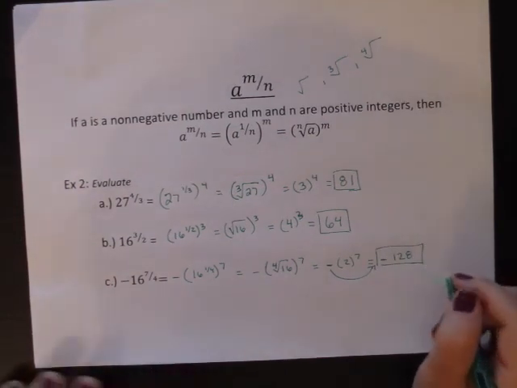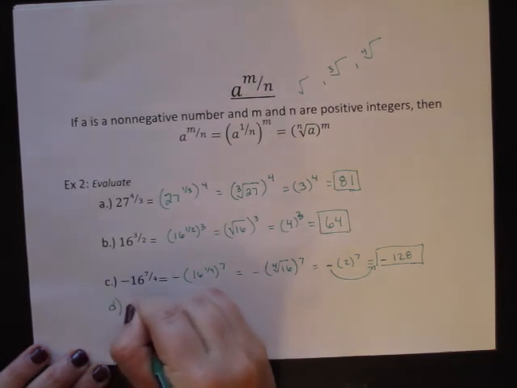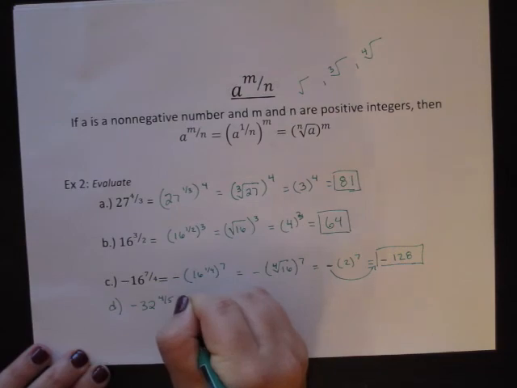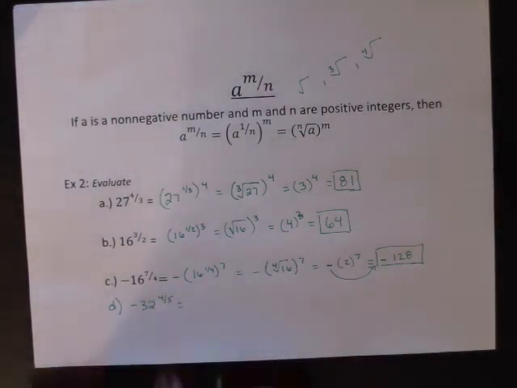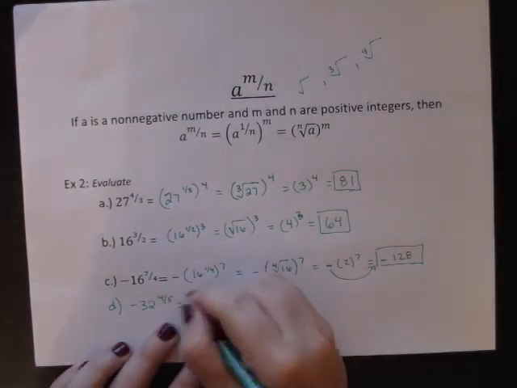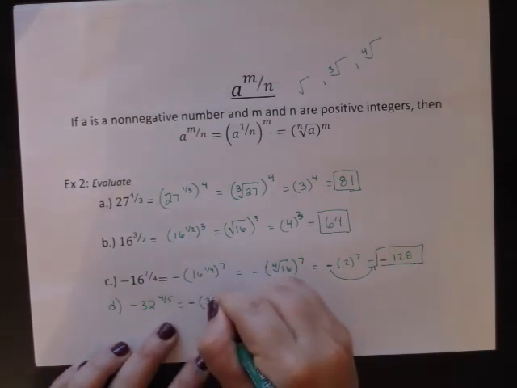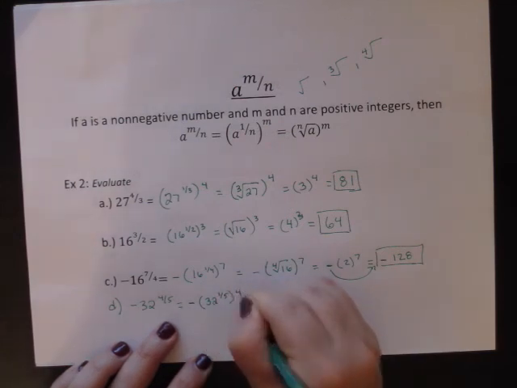I'm actually going to do another one just to make sure that we're good. So I've got D is negative 32 to the 4/5. So again, I see that I have an even exponent, so I need to make sure and be careful with my negative because there's no parentheses. So first thing I'm going to do is pull out that numerator. So the negative's on the outside. 32 raised to the 1/5 raised to the 4th power.